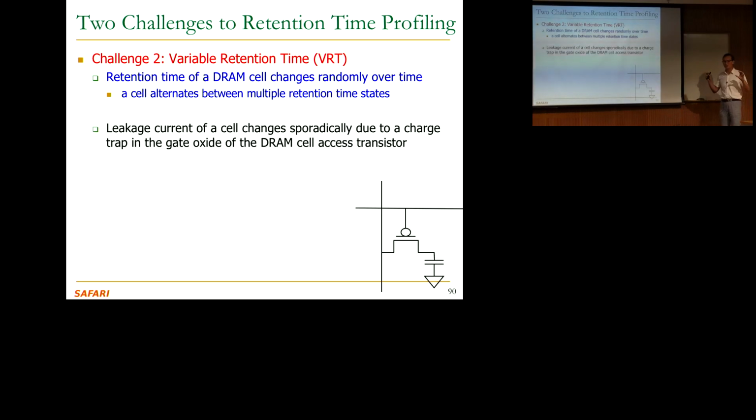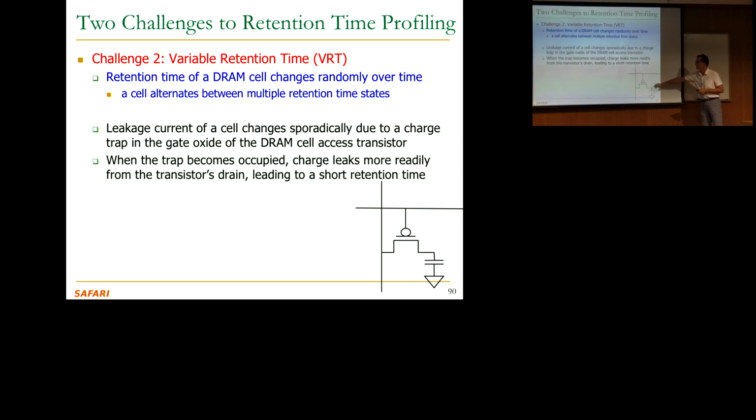I call these quantum-like effects because they increase as you reduce the size of the circuit to very small dimensions. The leakage current of the cell changes sporadically due to a charge trap. Charge gets trapped in the gate oxide of the DRAM cell access transistor, and this happens randomly. When that trap becomes occupied, the charge leaks more readily from the transistor's drain, and that leads to a short retention time. You very quickly drain.